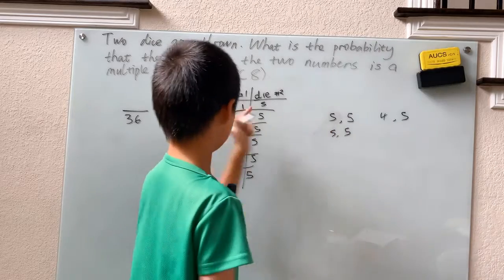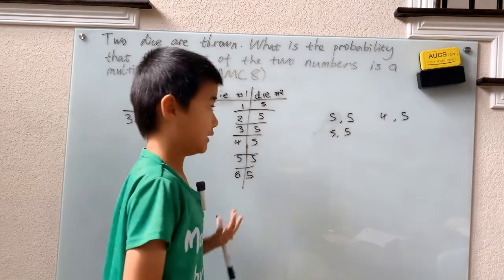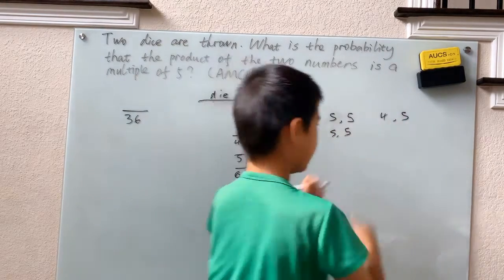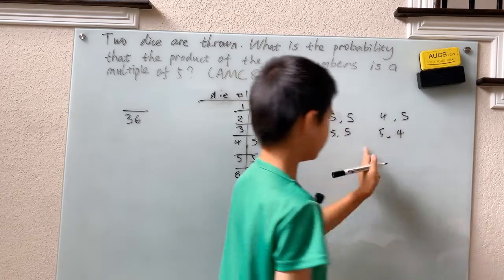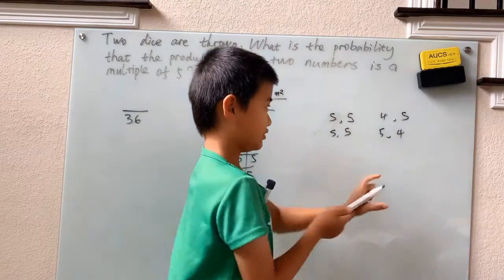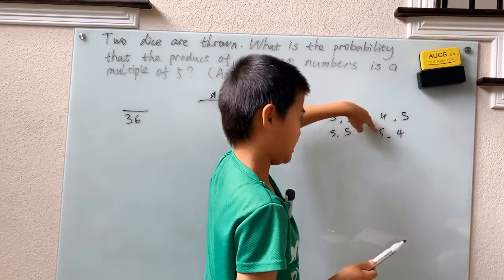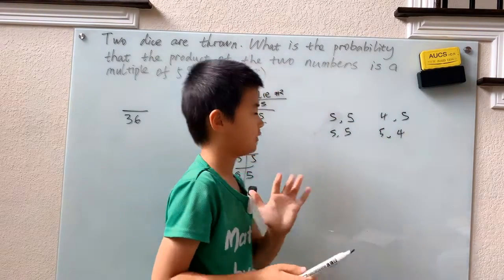But for 4 and 5, that's this possibility. If we roll a 4 for die number 1 and a 5 for die number 2, when we flip this, we get a different combination. This is 5 and 4, that's 4 and 5. Since here, die number 1 rolls a 4, here die number 1 rolls a 5.